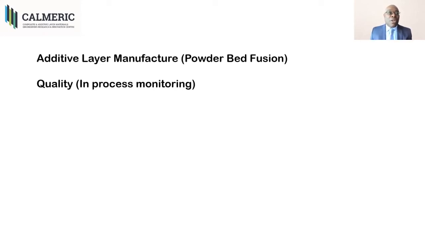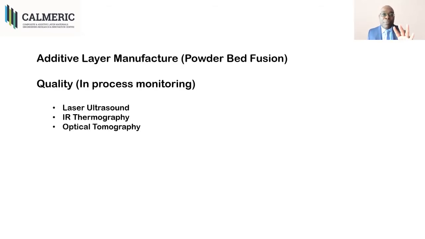Now, we spoke about quality in process monitoring, and there are three main methods where this can be achieved using additive layer manufacturing. We have laser ultrasound, infrared thermography, and optical tomography. These three methods can be used to monitor the additive layer manufacturing process in real time. So that's a real step change when compared to traditional manufacturing methods, where inspection is a post-process, whereas with additive layer manufacturing, quality can be built right into the process. So that's a real game changer.